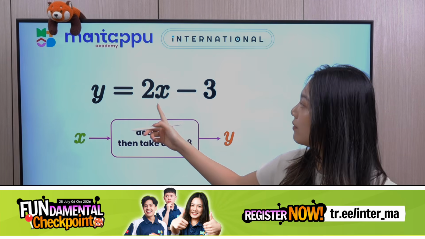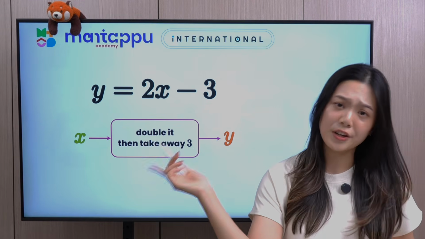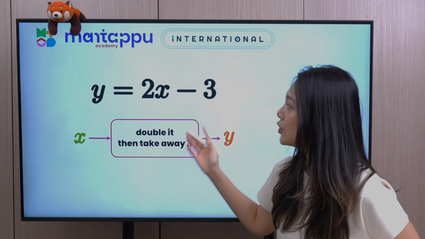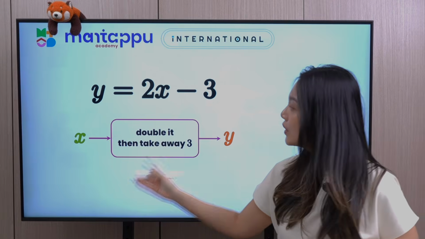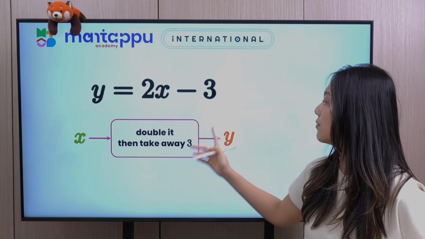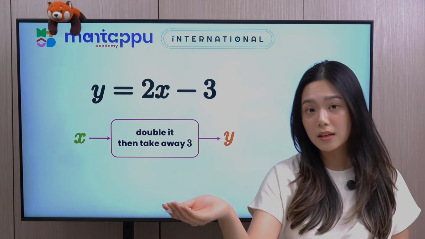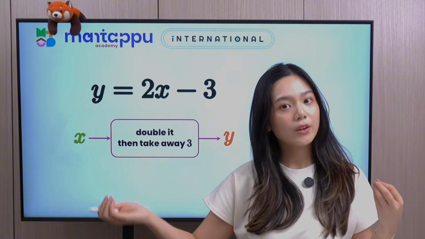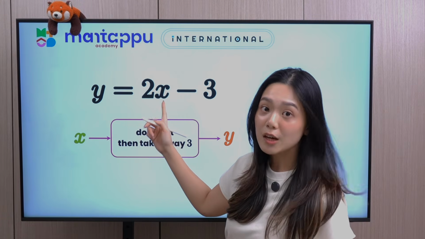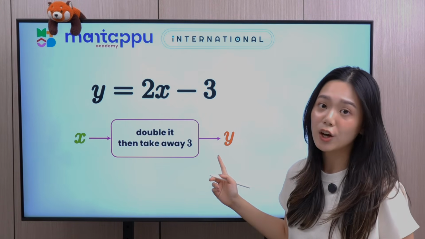But here we have 2x minus 3. Now a lot of you guys might have got confused here, but don't, because this is actually just an instruction. It tells you, you take x, you double it, and take 3 away, and then you will get the final output y. So it's like a little machine where you can put any input x, you can take 0, 1, or 2, and double it, multiply it by 2, minus 3, and then you get a unique output y.